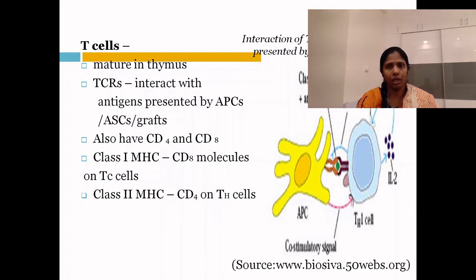This picture shows us how an antigen presenting cell presents the antigen, the green one is the antigen, as a complex with class 2 MHC molecule to the T helper cell, wherein the T helper cell interacts with the antigen through the T cell receptor and with the class 2 MHC through the CD4 surface molecule.